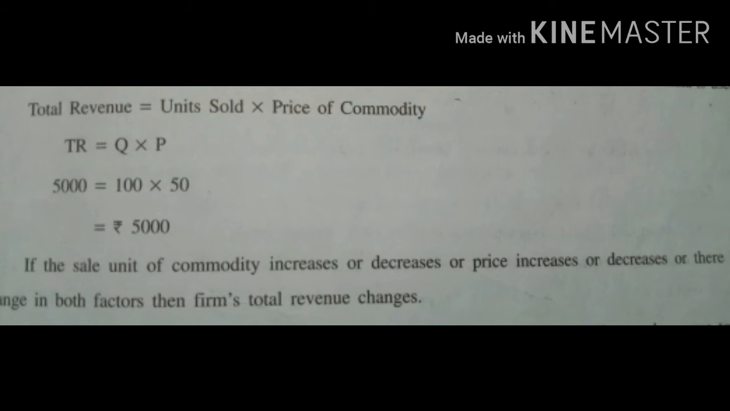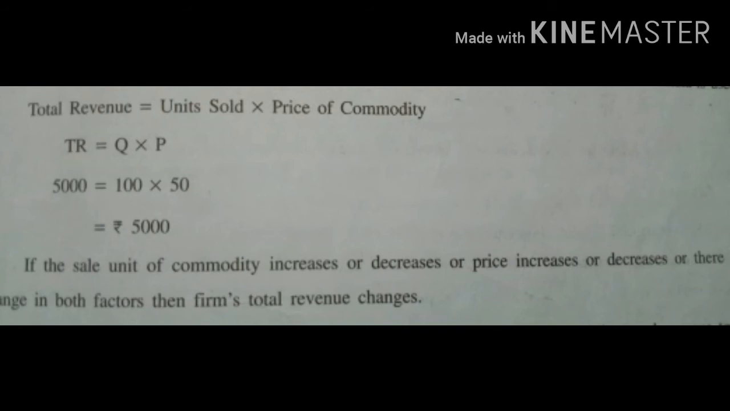Change in one or both of the factors brings change in the revenue of the firm. So, total revenue is equal to units sold, Q, multiplied by price of commodity, P. Here is an example. A firm produces pens. Sale price per unit of a pen is rupees 50. Total sale is equal to 100 units. So TR is equal to Q into P, so 100 into 50, which is equal to rupees 5,000. So the firm's total revenue, TR, is equal to rupees 5,000.